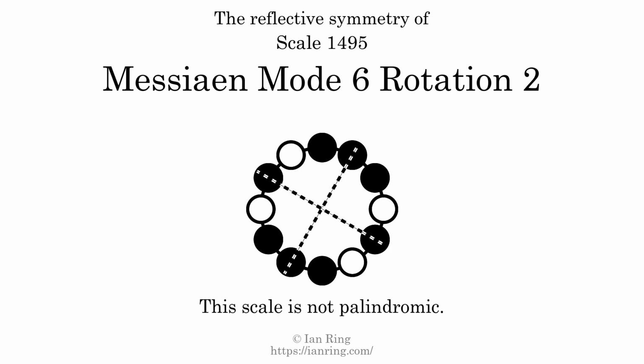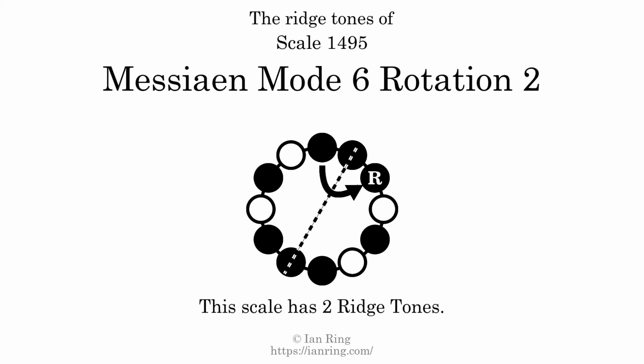This scale has reflective symmetry across 2 axes positioned at 1 semitone and 4 semitones above the root. This scale has a different pattern of intervals ascending and descending, so it is not palindromic. This scale has 2 ridge tones. They are at positions here and here.